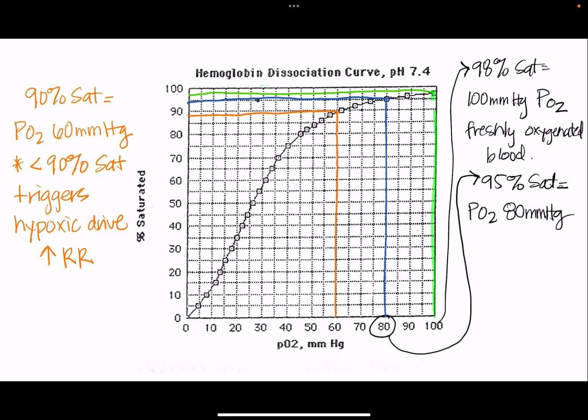And again, at this point, you're not hypoxic yet. Your tissues are not starved for oxygen yet, but you're getting close. So your body's going to try to adapt to try to get you closer to that 98%.